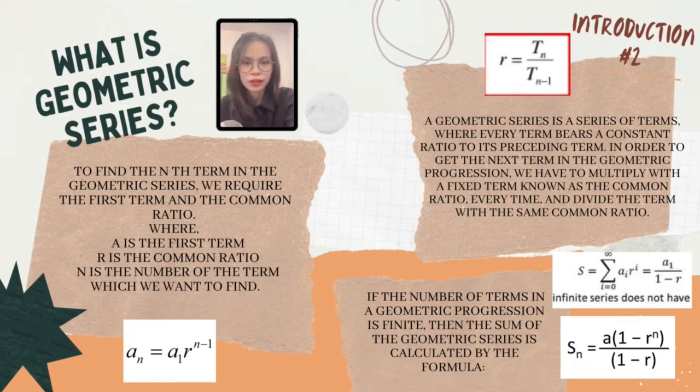If the number of terms in a geometric progression is finite, then the sum of the geometric series is calculated by the formula. However, if the number of terms of a geometric series is infinite, then the sum of the geometric series is calculated by this formula.